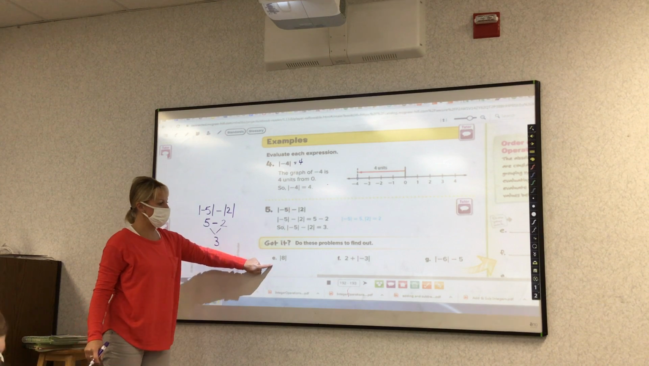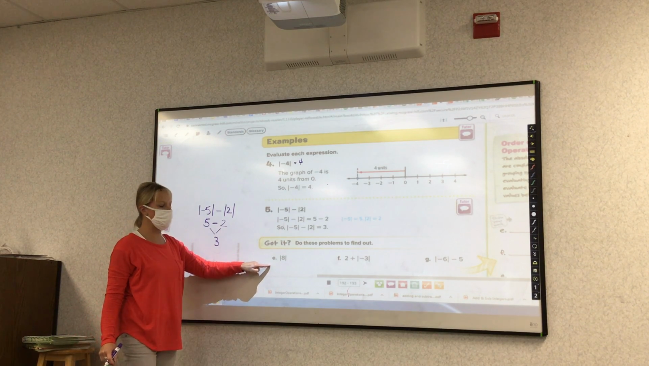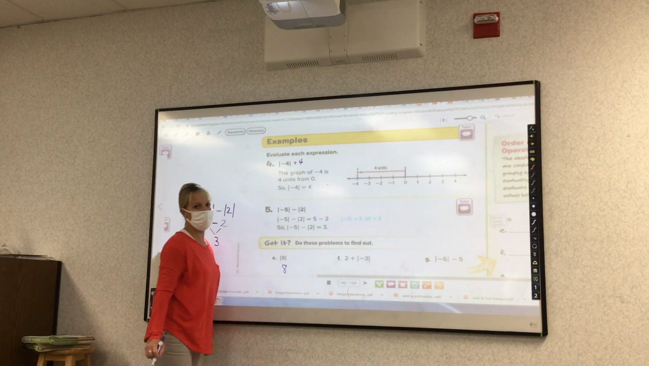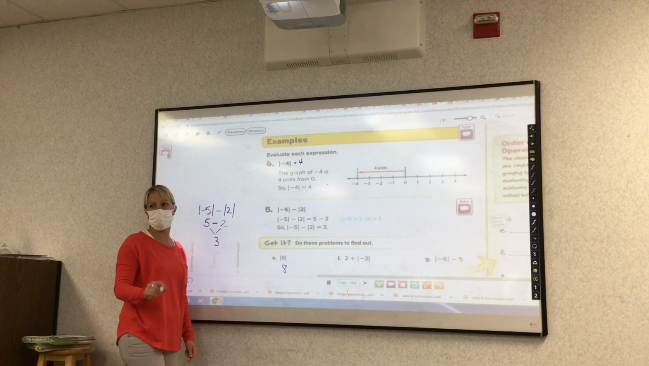So for E, the absolute value of 8 is? 8. Just write 8. It's not negative. It's not the opposite. It's how far away from 0.